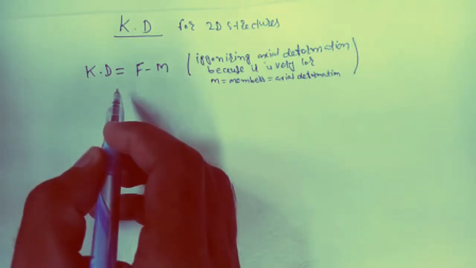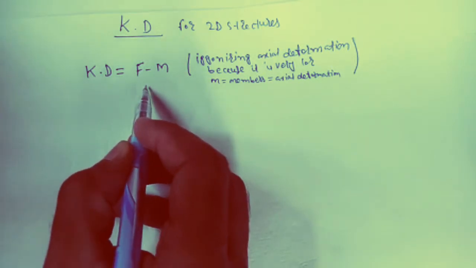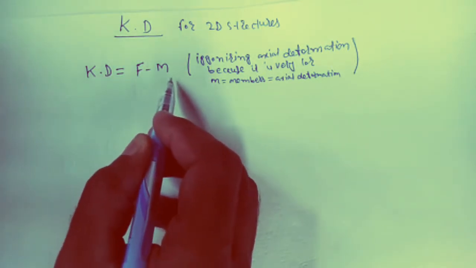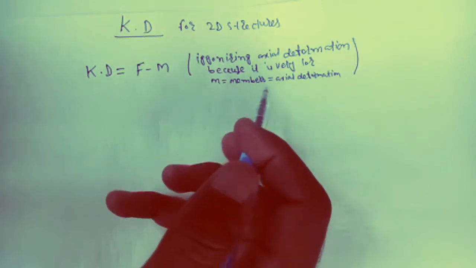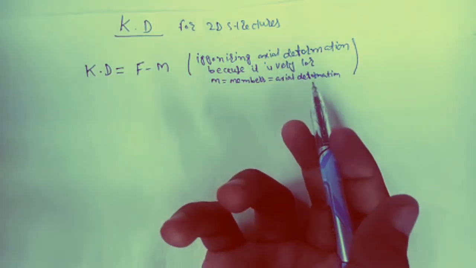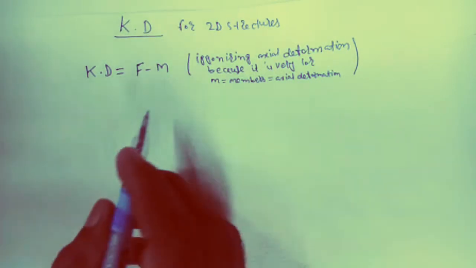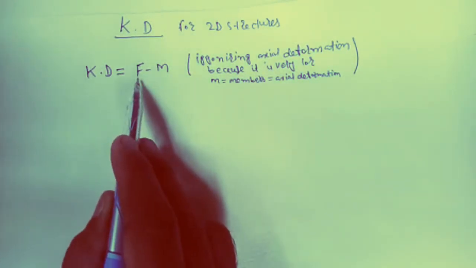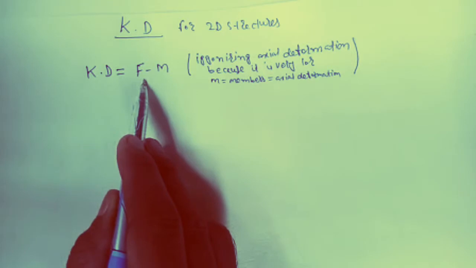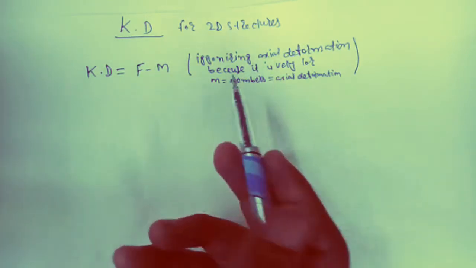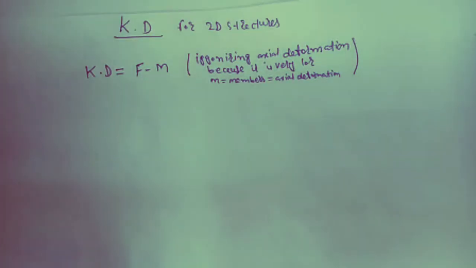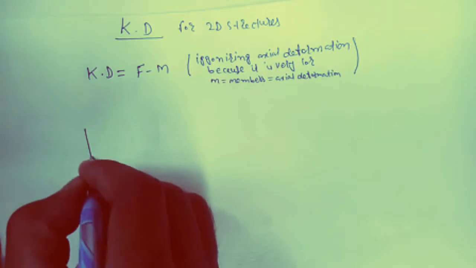This is the formula: kinematic indeterminacy equals total degrees of freedom minus m, where m is the total members, or you can say it is equal to axial deformation. We are subtracting from the degree of freedom because we want to ignore this axial deformation. It is very small, so we always prefer to ignore it. Let us start from a simple example.